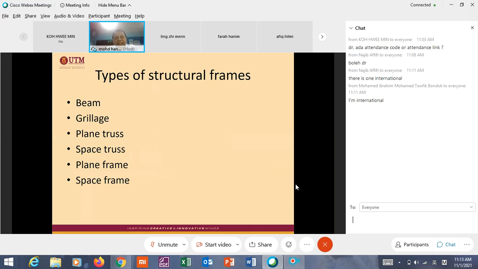Structure frames, sometimes we call it skeletal frames or skeletal structure. This is different from a membrane or a solid structure, where you have continuous material. But this one is basically made of bars. Bar or structure frame.